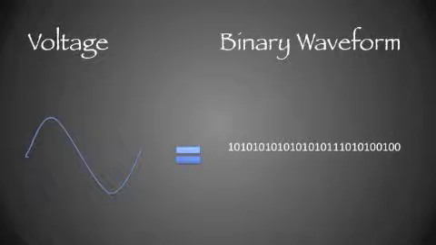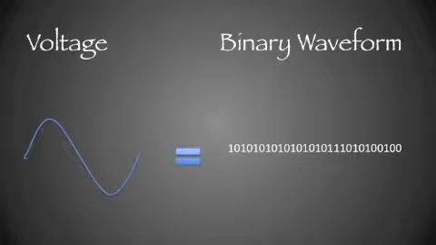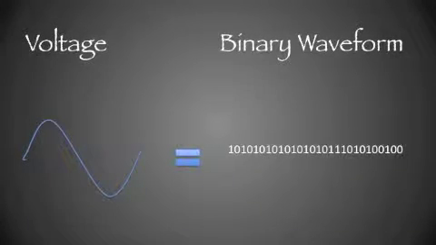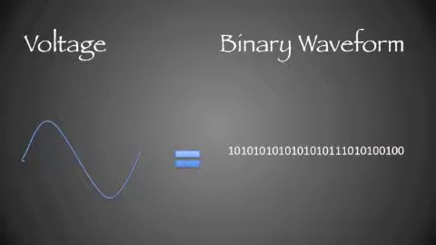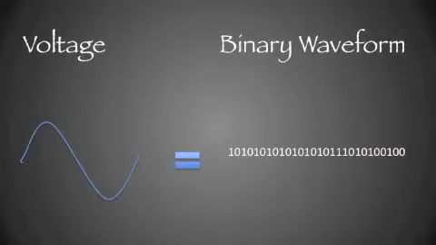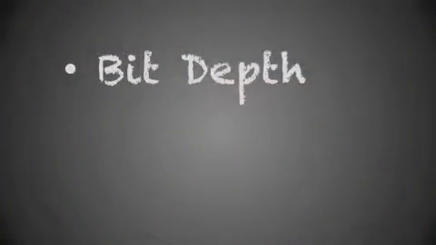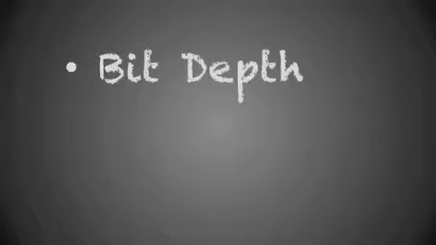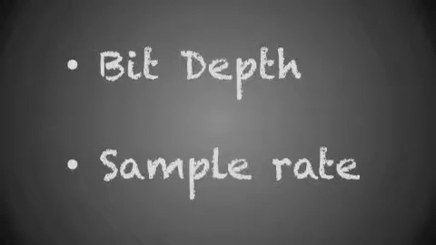You're turning my sweet analog voltage to ones and zeros. Yes, sir. These ones and zeros represent the sound based on math from two categories of numbering: bit depth and sample rate.